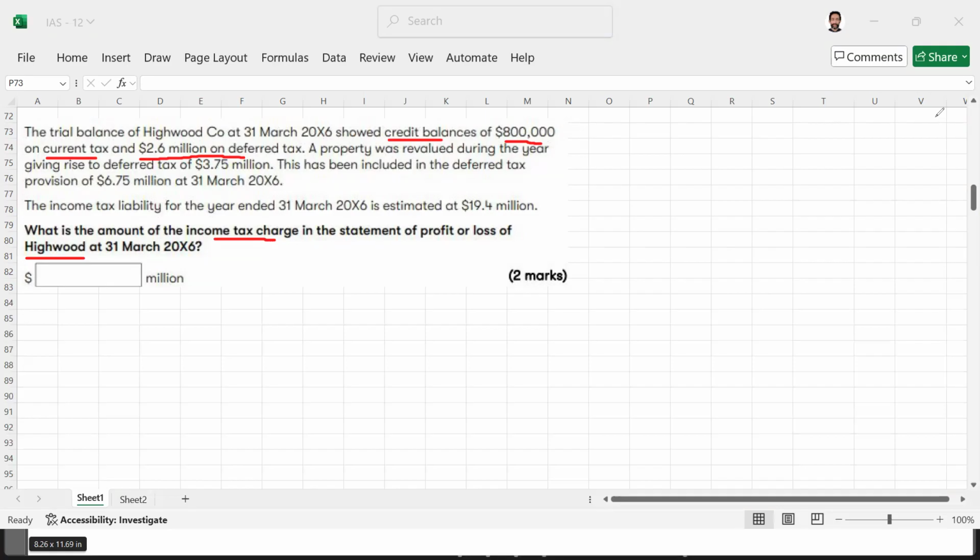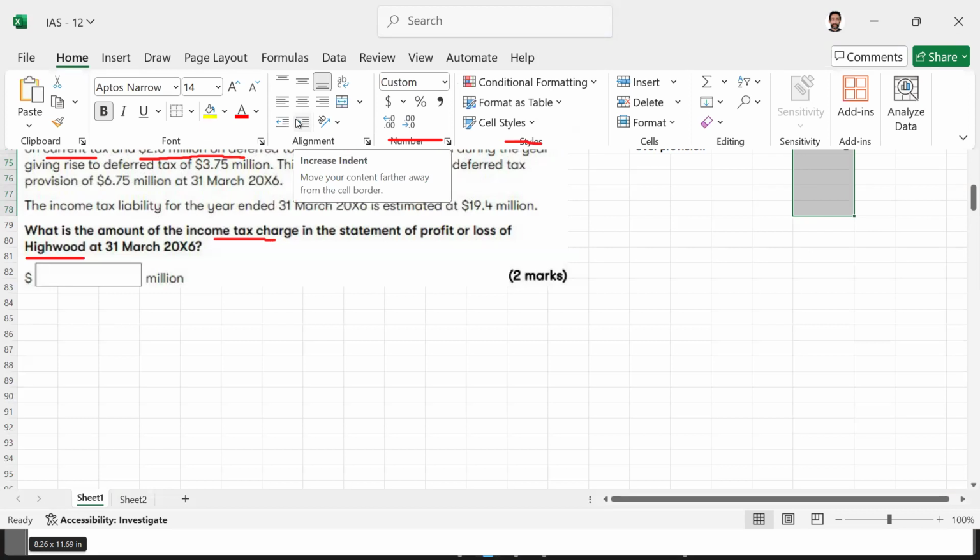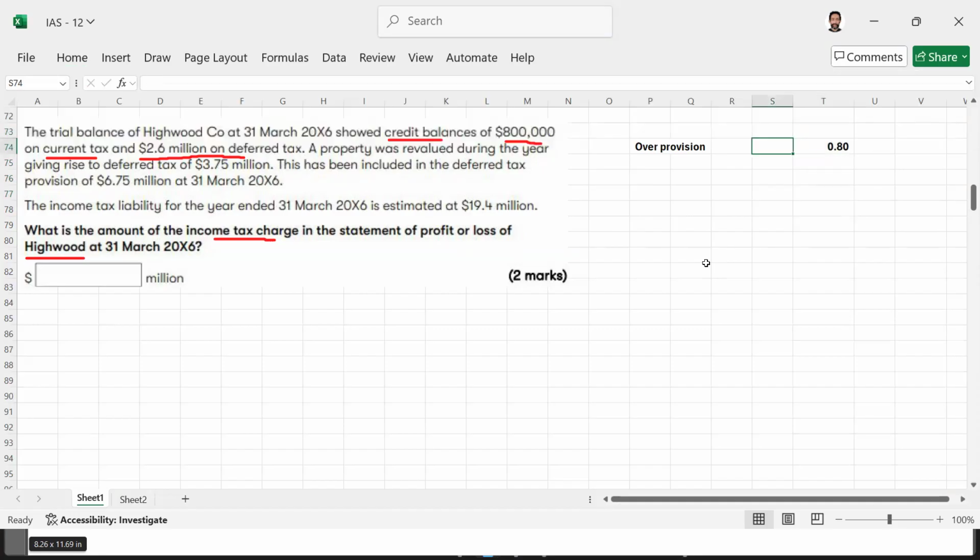So let's start with the calculation. We have the over provision. So the over provision of 800,000. This is in millions. So we could just deal with this thing. Okay, so this is the over provision. We're going to deduct this 0.8, and then we have this.